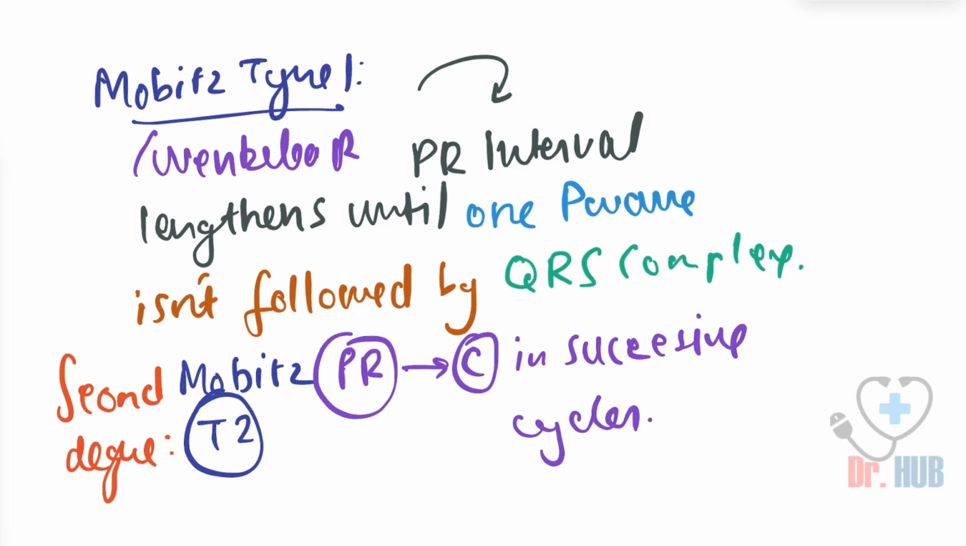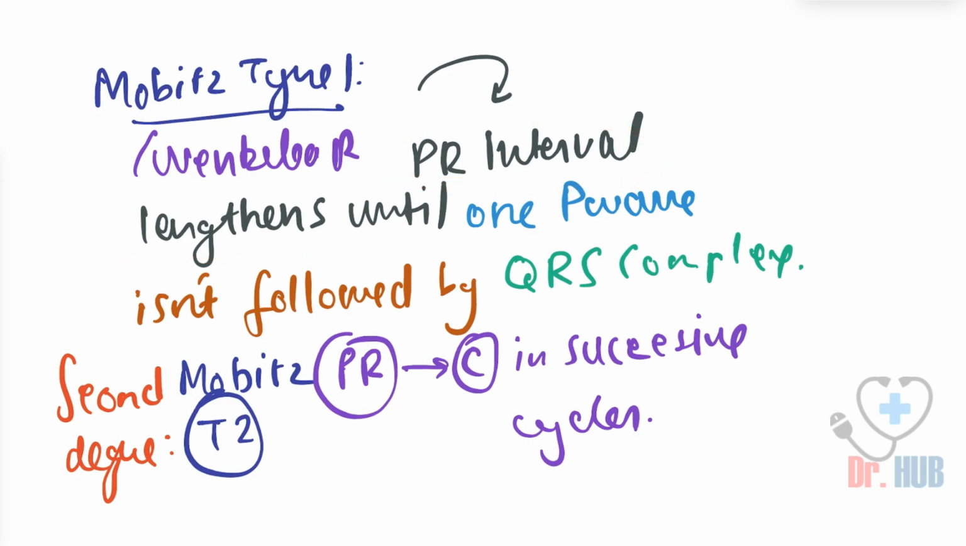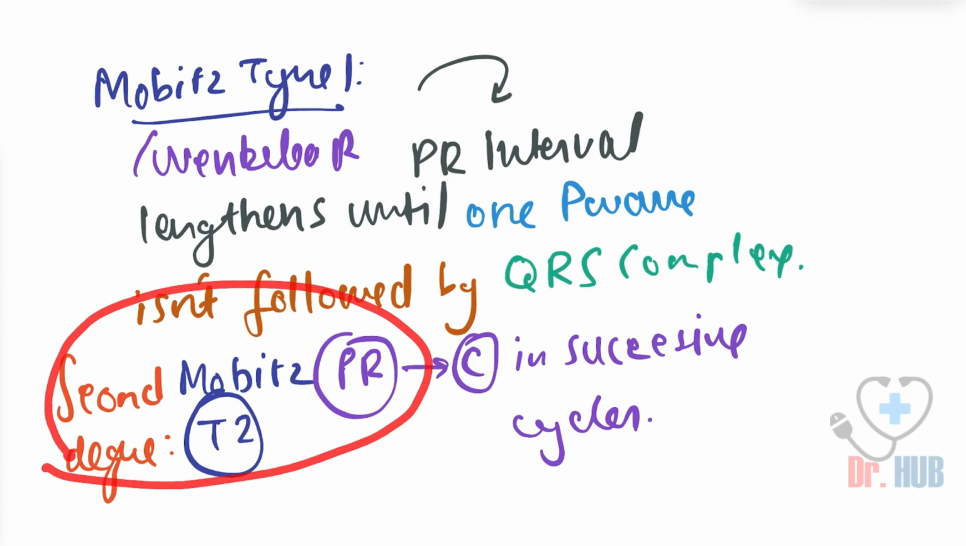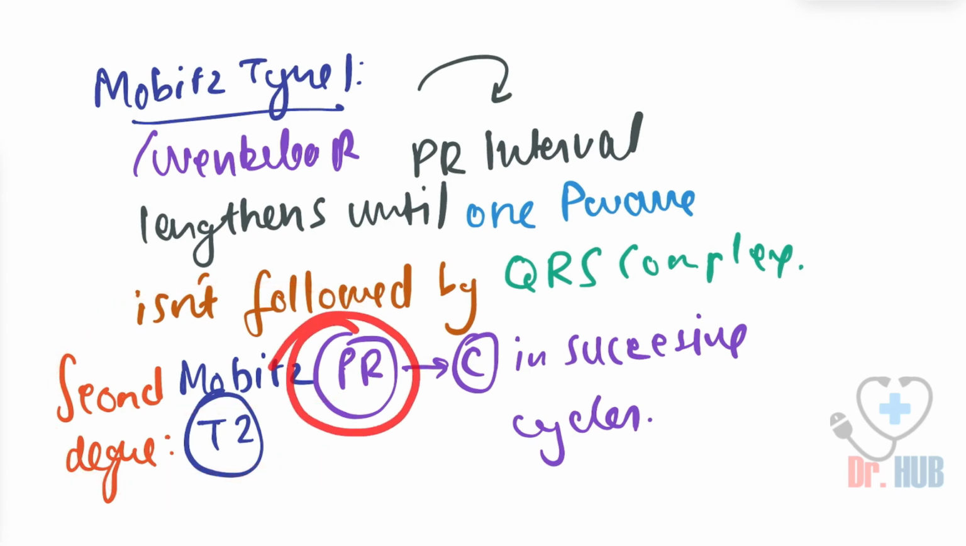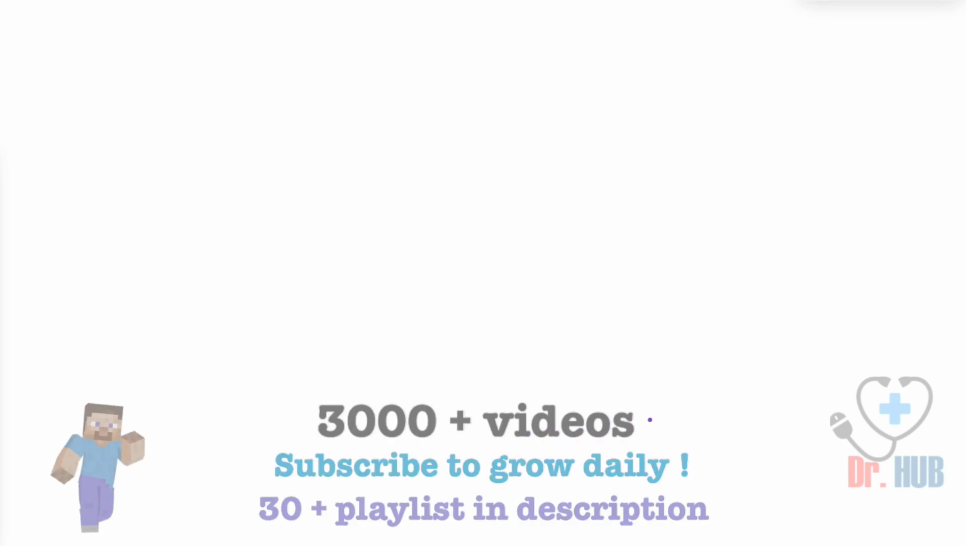Just to recap what we did so far, we saw the Mobitz type 1, also known as the Wenckebach type. Here the PR interval lengthens until one P wave is not followed by the QRS complex. Then we had a look at Mobitz type 2, and here the PR interval remains constant in the successive cycles. Now we'll be looking at further points regarding the Mobitz type 2.